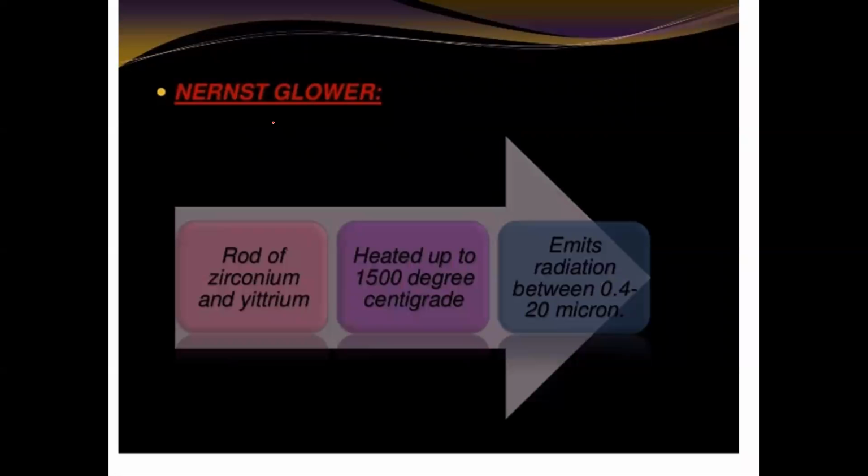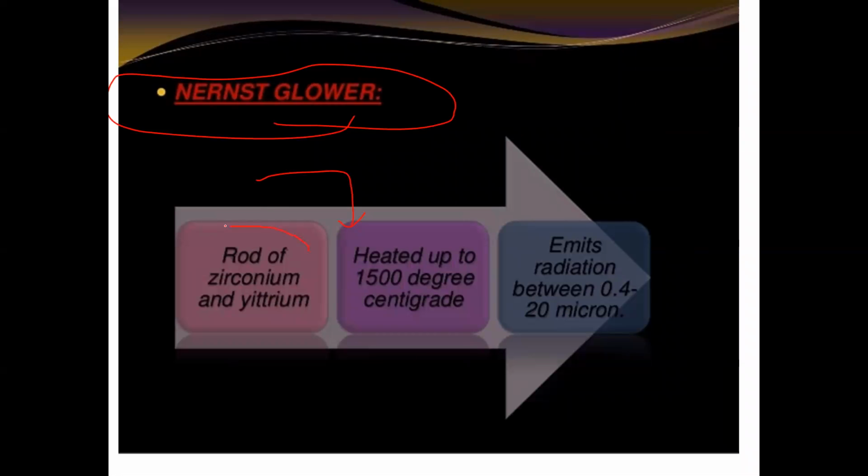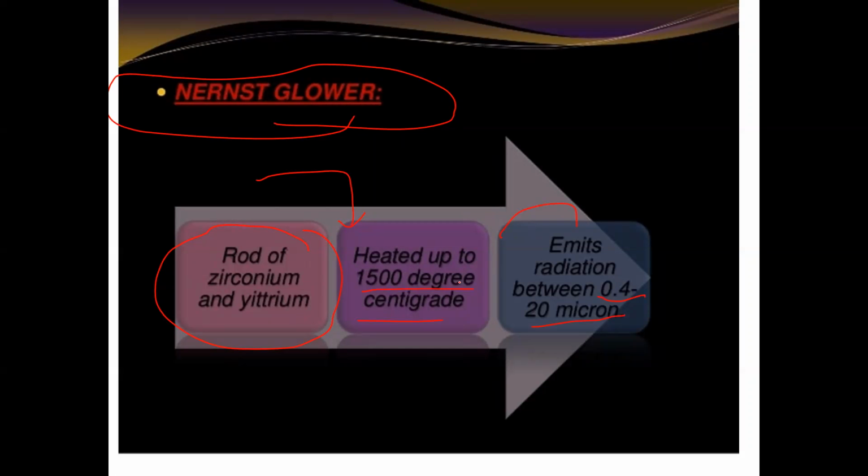Next one is Nernst glower. Nernst glower sustains higher energy as compared to glow bar, and it is made up of zirconium and yttrium, which are f-block elements. You can heat it to 1500 degrees centigrade, and it emits radiation between 0.4 to 20 micron. So you can differentiate between Nernst glower and glow bar: chemically they are different, they sustain different temperatures, and they produce different ranges of radiation in microns.